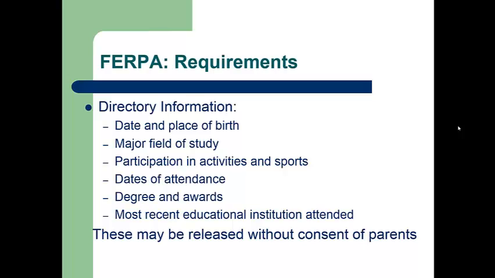In this, the school may include, but does not have to include, the date and place of the child's birth, the major field of study, participation in activities and sports, dates of attendance, degrees and awards, and the most recent institution attended. That's what the law says a school can release without parent notice.